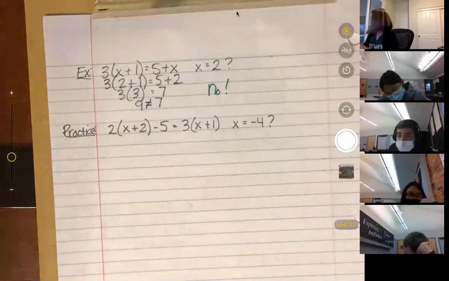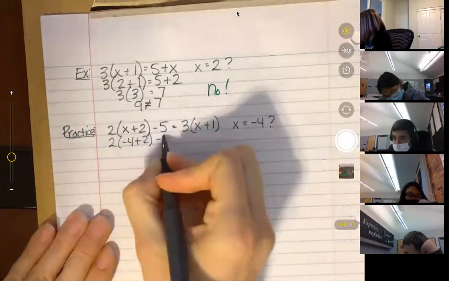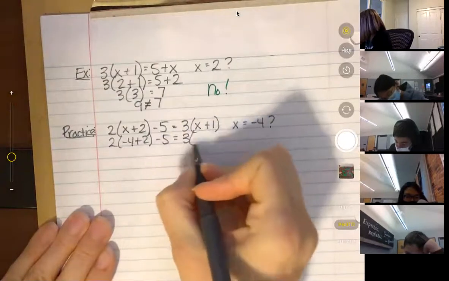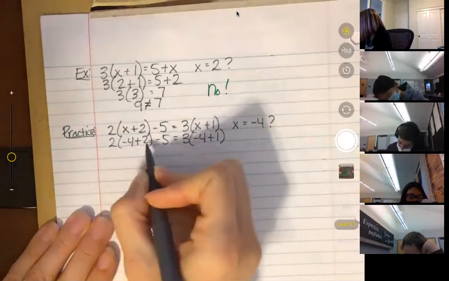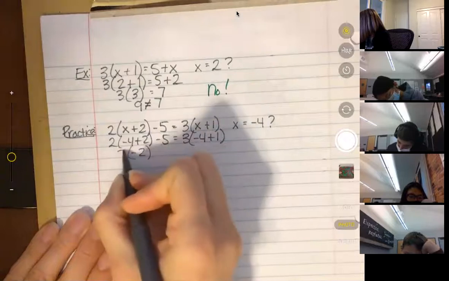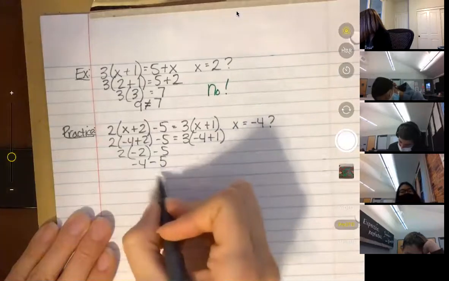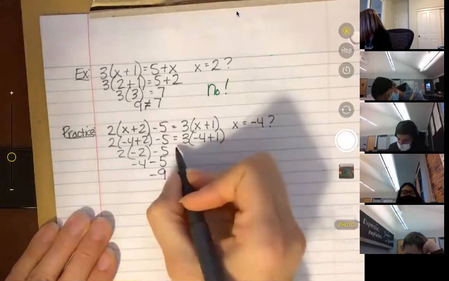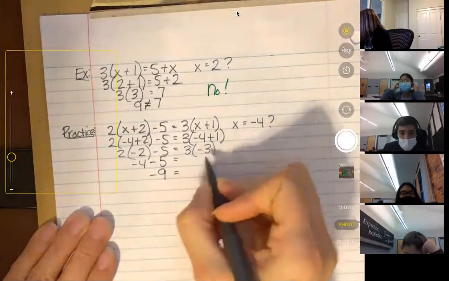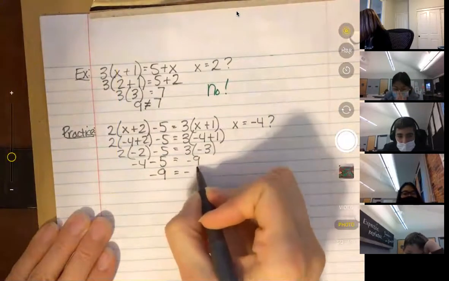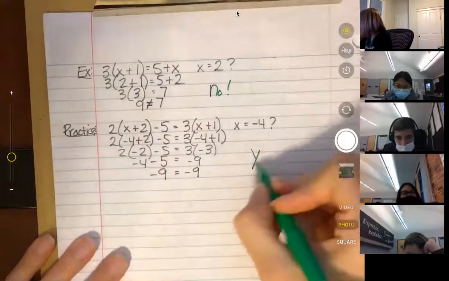So I'm getting a lot of yeses, so let's double check. So I'm going to combine like terms or do my grouping first. I'm going to then multiply. Then I can subtract. And then over here, I'm going to combine these, multiply, bring it down. And yes, -9 is equal to -9. So I would say, yes, it's a solution.